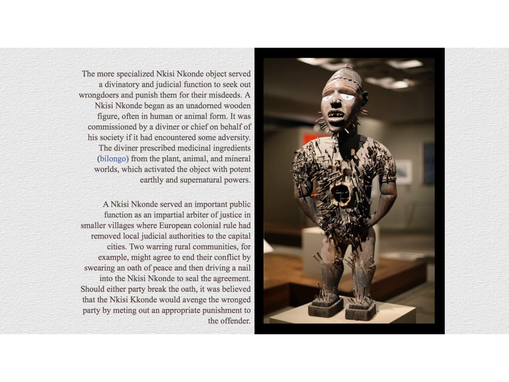So Nkisi Nkondi served a public function because it helped administer justice, especially after the Europeans came to Africa and removed a lot of the local African chiefs and different people from power. This is one of the tools that they used to help keep order. So for example, if two villages were warring, they might agree to end their conflict by swearing an oath of peace and then driving a nail into the Nkisi Nkondi to seal the agreement. Should either party break the oath, it was believed that the Nkisi Nkondi would avenge the wronged party and issue some sort of punishment to that person.